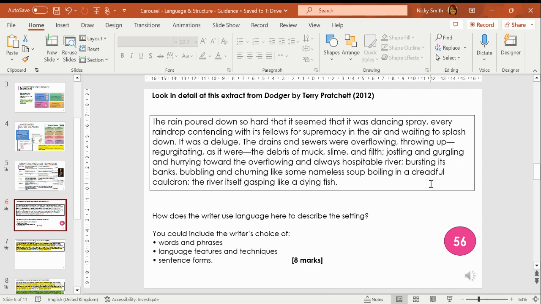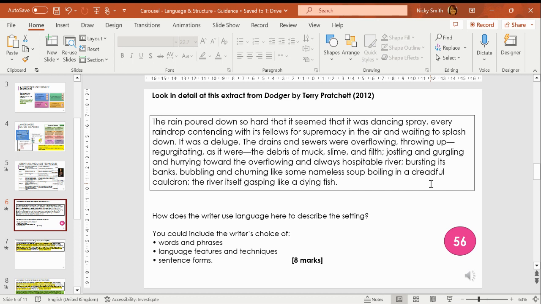Now, first thing, what overall, when the language is combined, what image is the writer trying to portray? What atmosphere are they trying to create? And overall, this seems to be quite a negative image. We've got lots of negative vocabulary. Deluge, contending for supremacy.